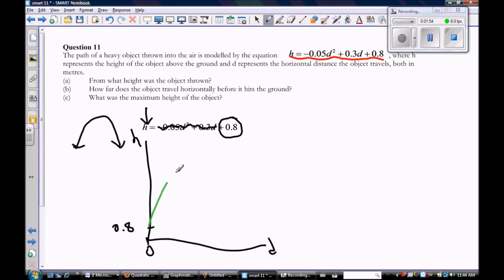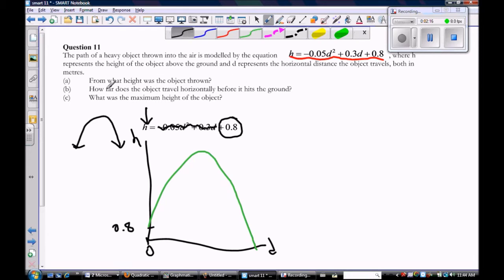I'm going to throw the object, and it's going to come back down. So there's what this parabola looks like if I were to graph it. I don't know any values except for this one, the 0.8 starting value, but I do know that it's a parabola and it's a negative shape and it's going to look like this. So now let's look at the actual questions we had to answer.